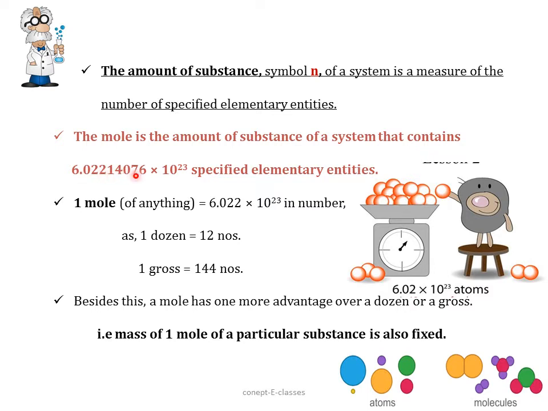6.022 into 10 raised to 23 specified elementary entities. That is, one mole of anything is equal to 6.022 into 10 raised to 23 in number. Just like we use a standard, like for 1 dozen we know it's 12 numbers, 1 gross we know is 144 numbers, similarly 1 mole of anything is equal to 6.022 into 10 raised to 23. Now besides this, the mole has one more advantage, that is, the mass of 1 mole of a particular substance is always fixed.